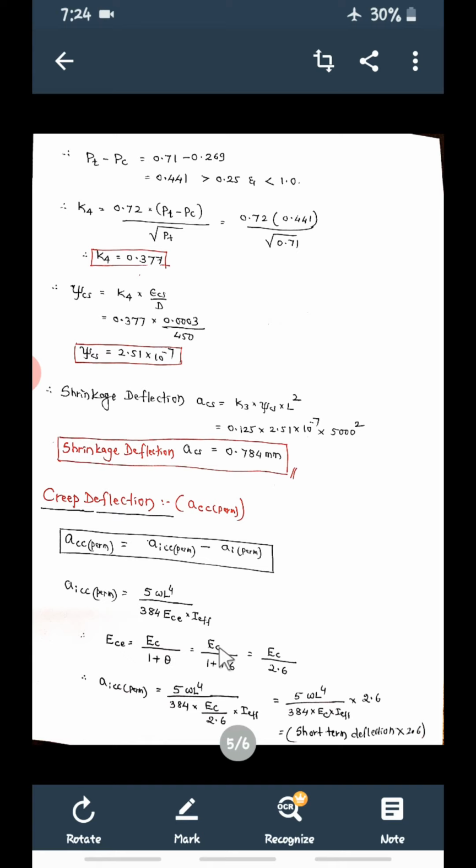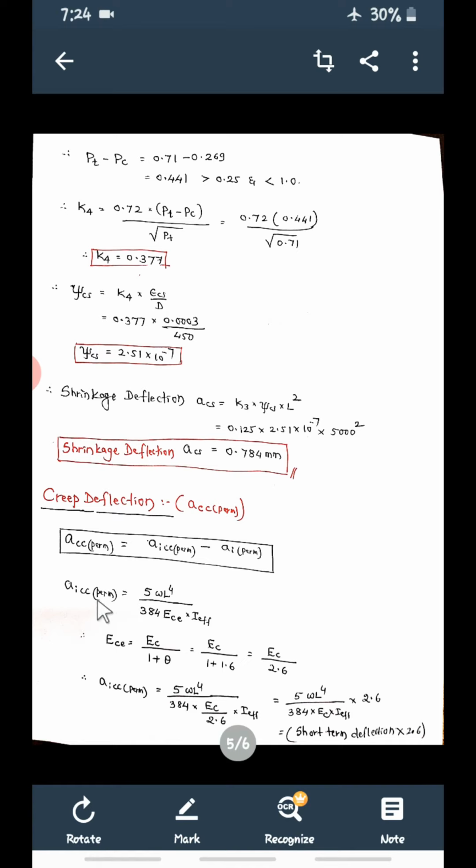So Ec, we have already calculated Young's modulus of concrete. Then divided by 1 plus theta. What is theta? Theta is the creep coefficient. If it is not given, you can directly take 1.6. So Ec divided by 1 plus 1.6, that means 2.6. Substitute this Ece value here.